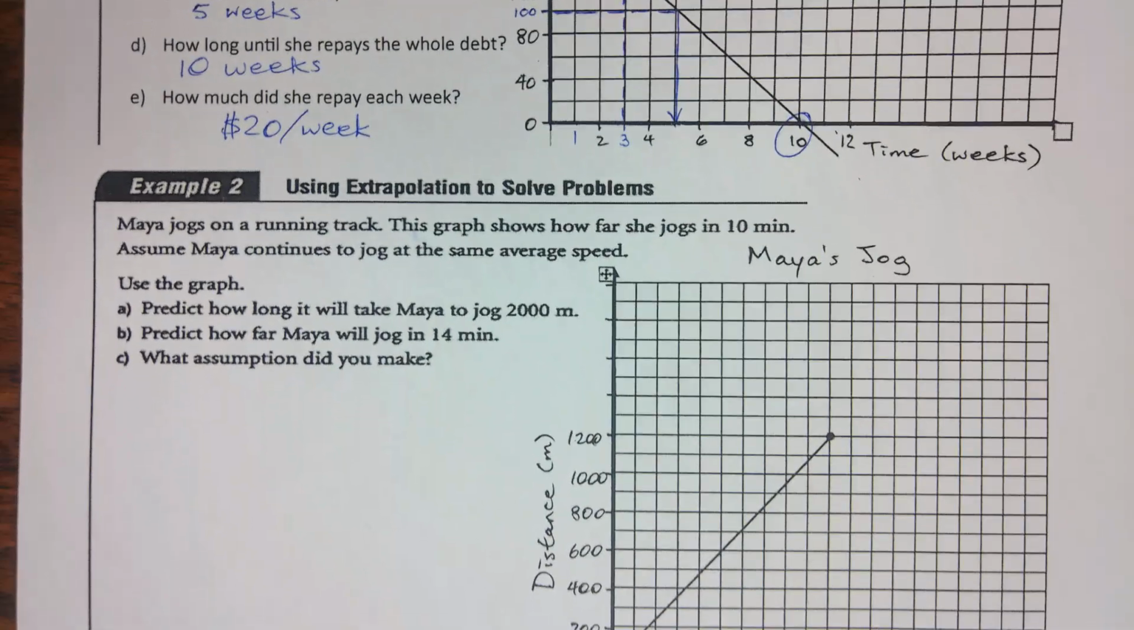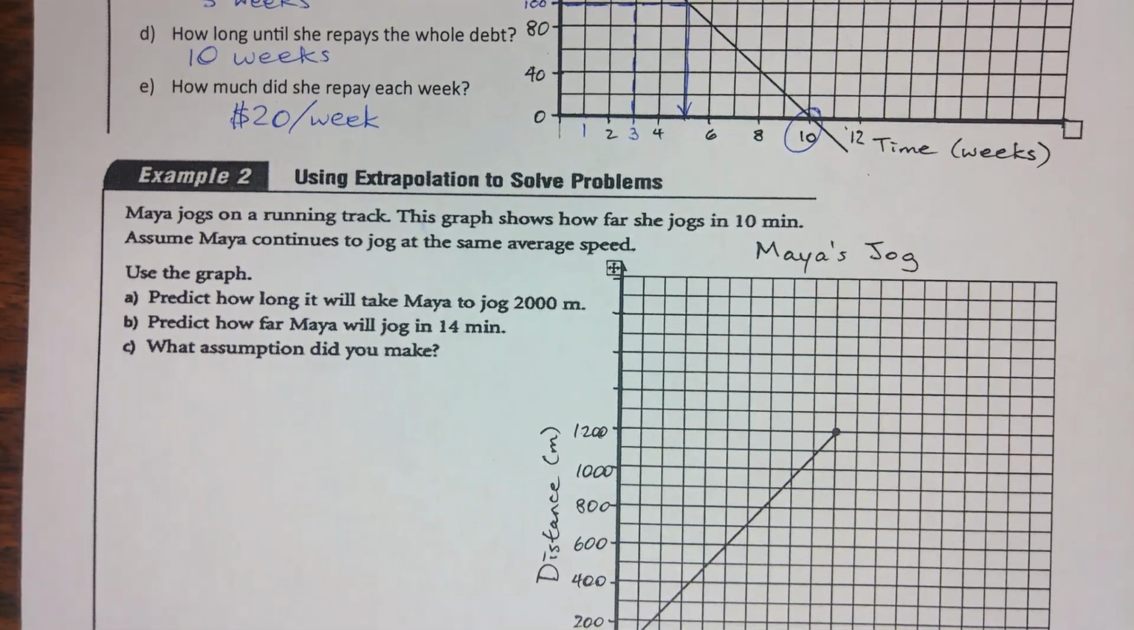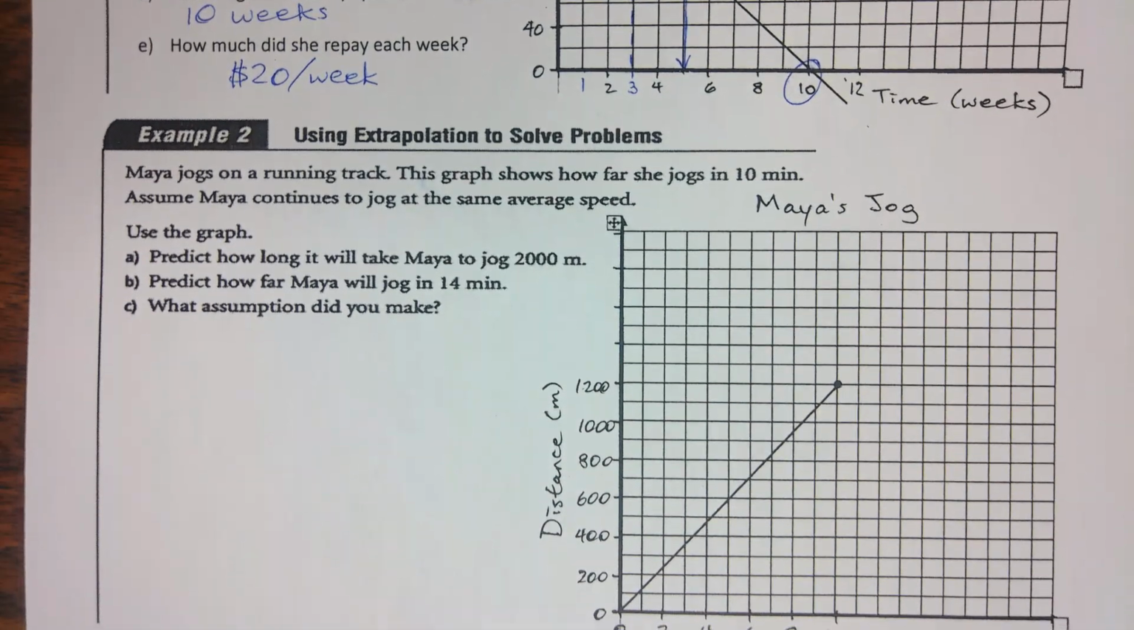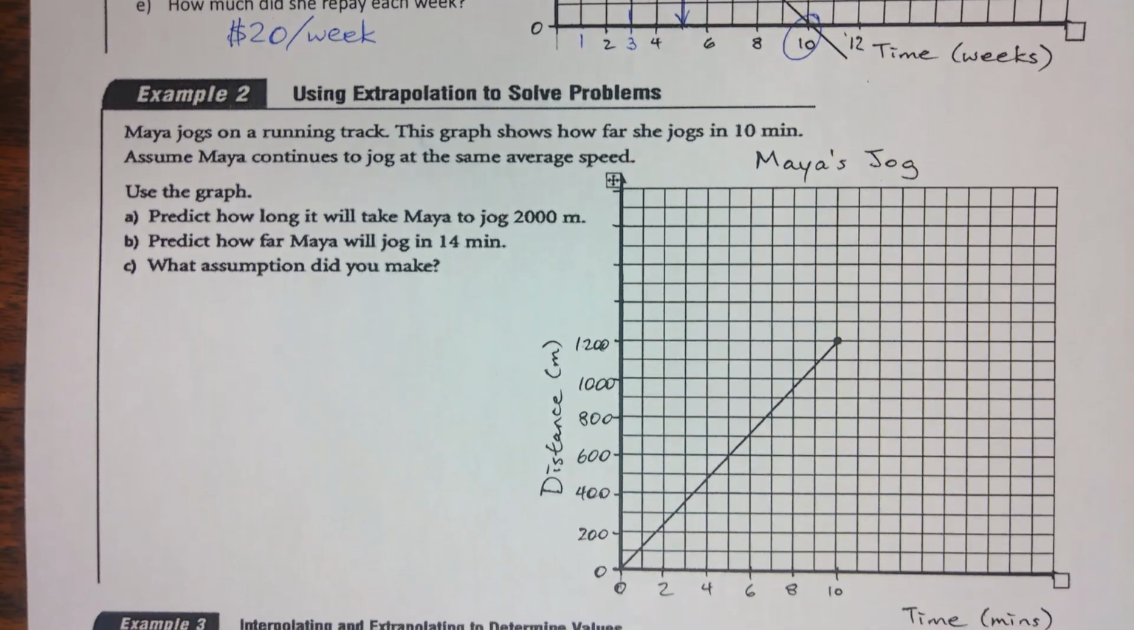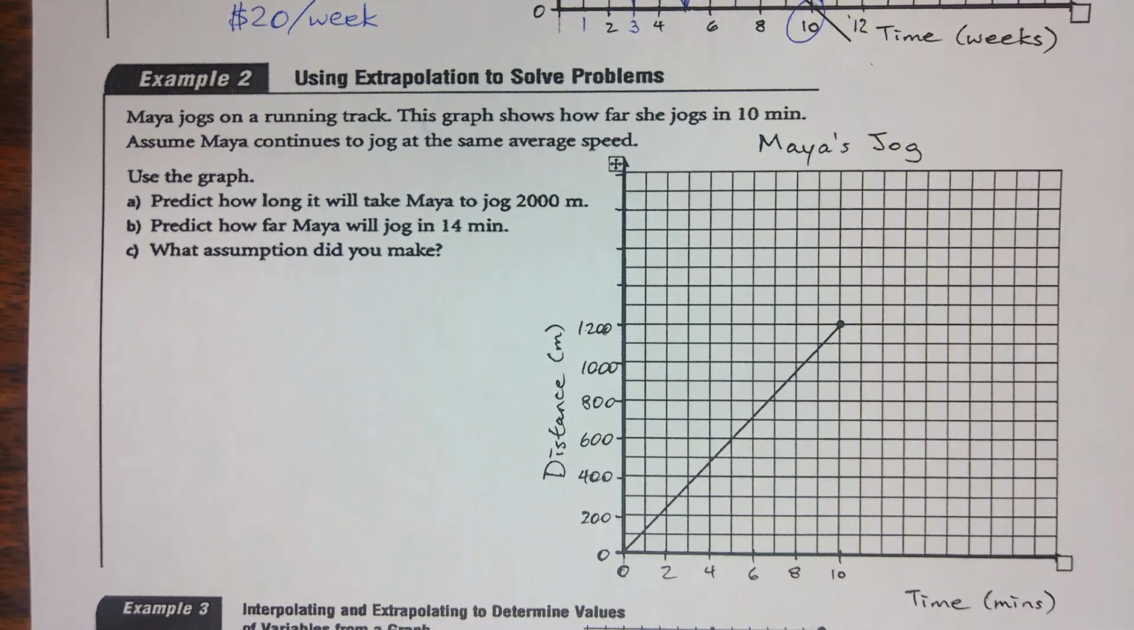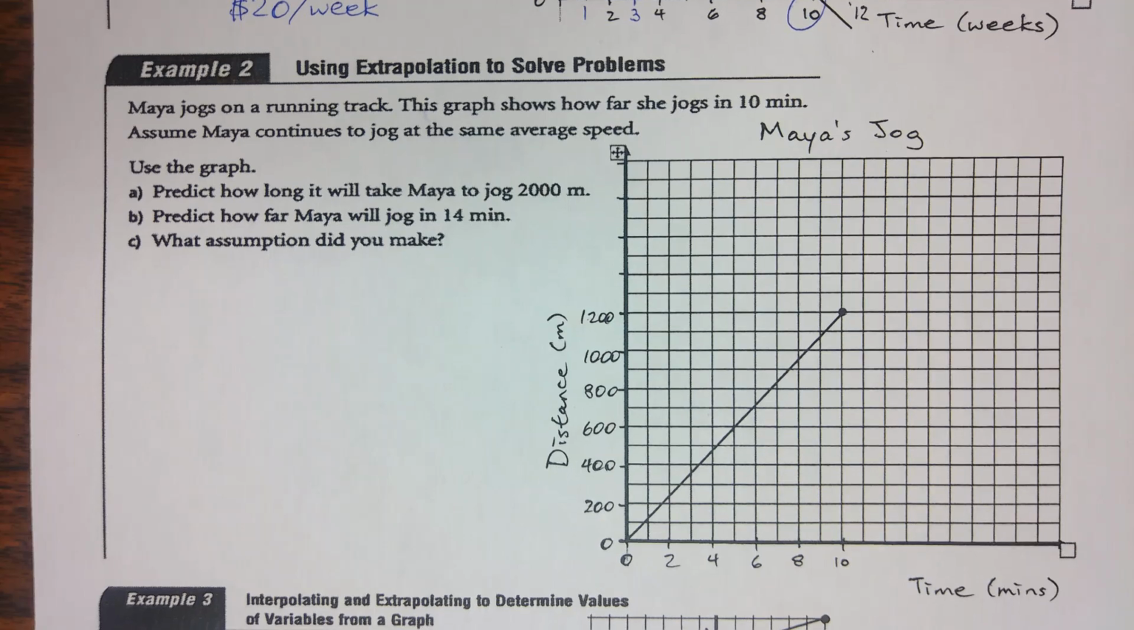Okay, example 2, using extrapolation to solve a problem. So Maya jogs on a running track. This graph shows how far she jogs in 10 minutes. Assume Maya continues to jog at the same average speed. Use the graph to predict how long it will take Maya to jog 2,000 meters.